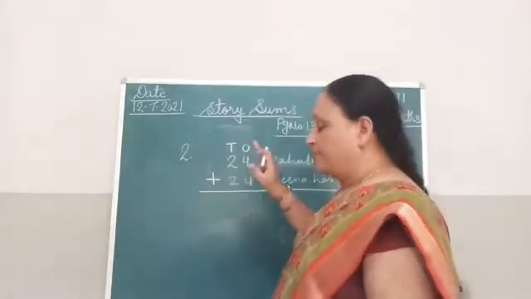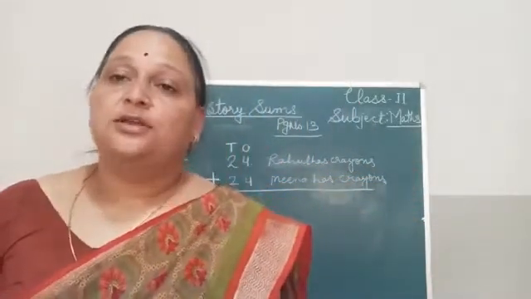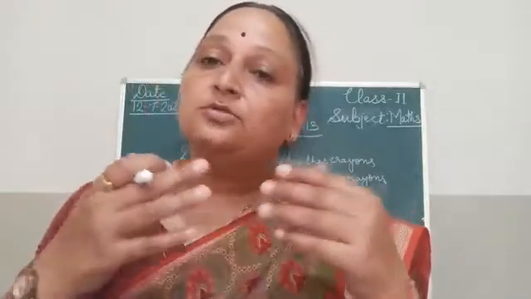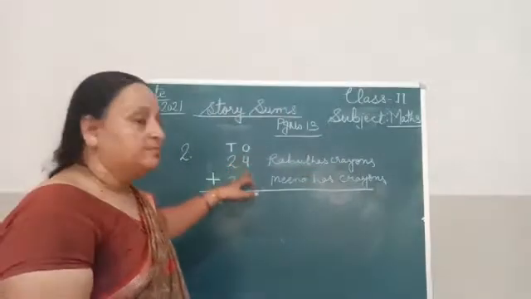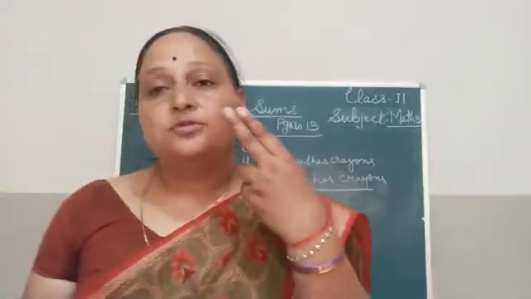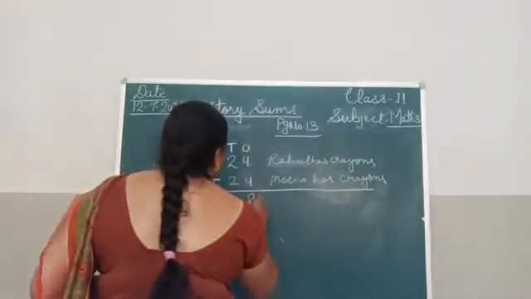4 and 4. Whenever we were learning tables, I told you that when the numbers are same, we can use the table also. How many times 4 are there? 2 times. 4, 4, how many times? 2 times. 4 2s are 8. So we can write here 8.